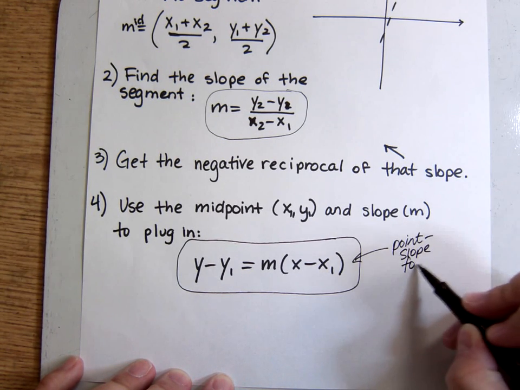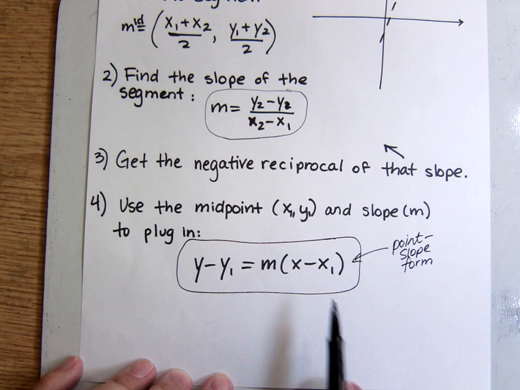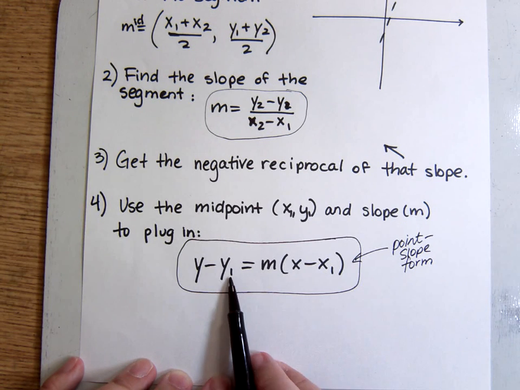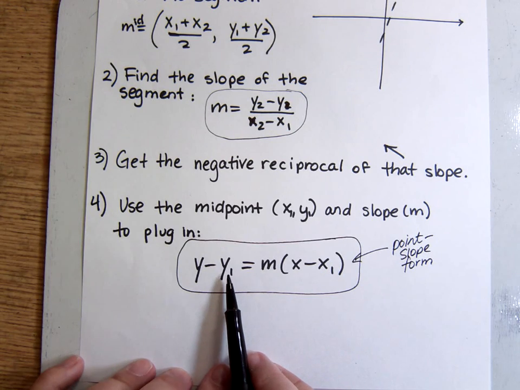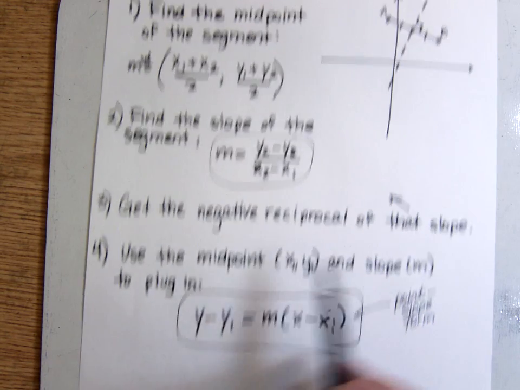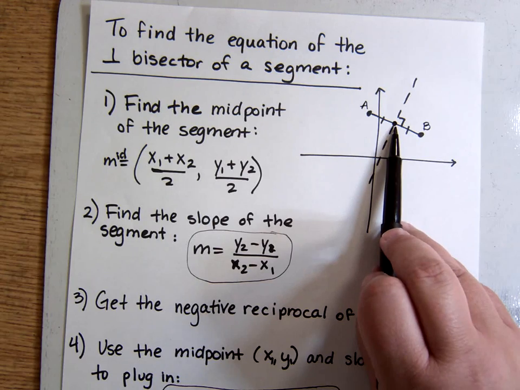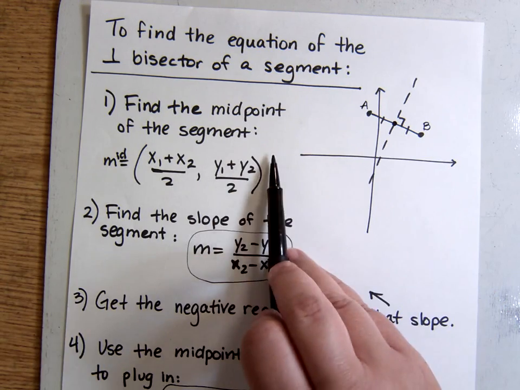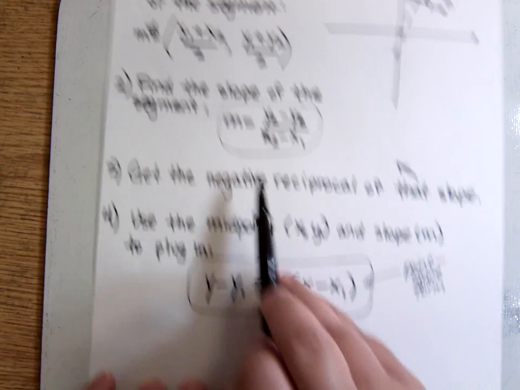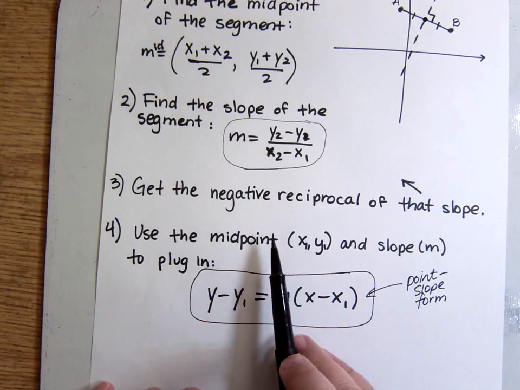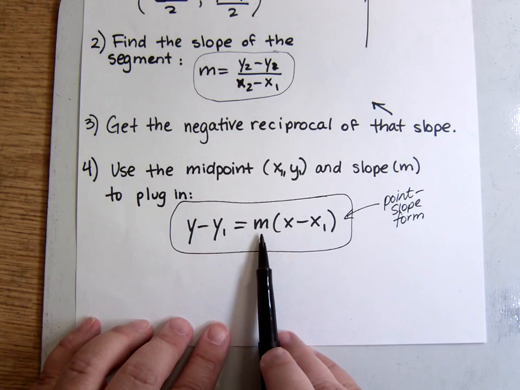And we plug in the point that we know that's on the line in the x and y that have the subscript. So x sub 1 and y sub 1 become the x and y that we know is on this line. Where do we find a point on this line? It was the midpoint. So when we got this, we found a point, and now we're going to plug that point in here. And then in steps 2 and 3 here, we found the slope of my dotted line, and that goes right in for the m.